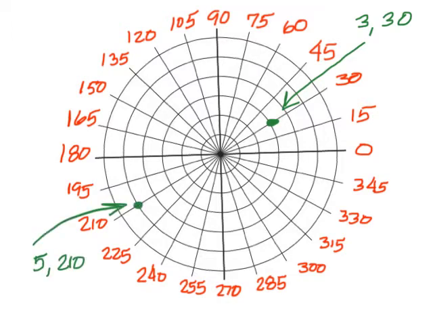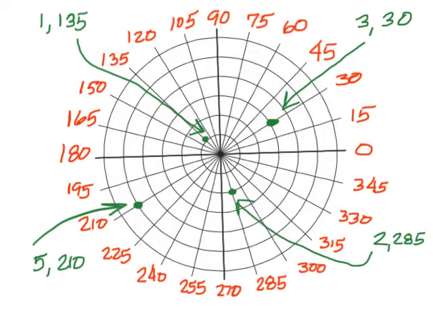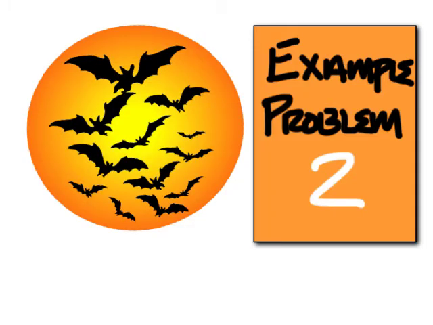If I plotted 5 and 210, I go out to the 5th ring and then I'm on the 210 spoke. This would be 1 and 135. This would be 2 and 285. If you can plot the points, you're doing good so far.